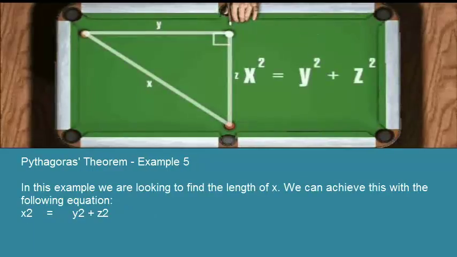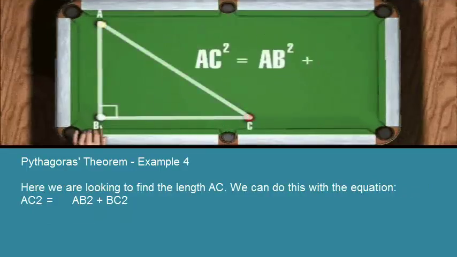In this example, we are looking to find the length of x. We can achieve this with the following equation. X squared equals y squared plus z squared. Here we're looking to find the length AC. We can do this with the equation AC squared equals AB squared plus BC squared.